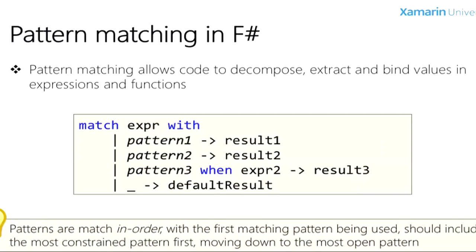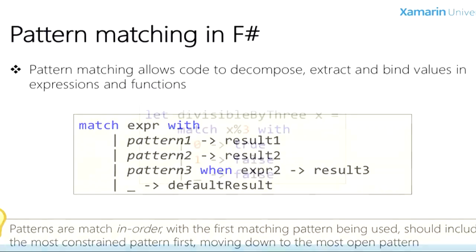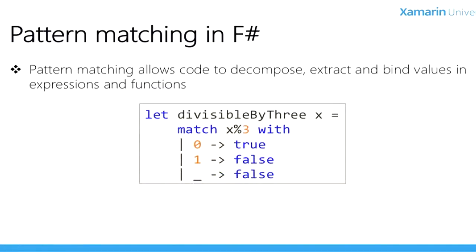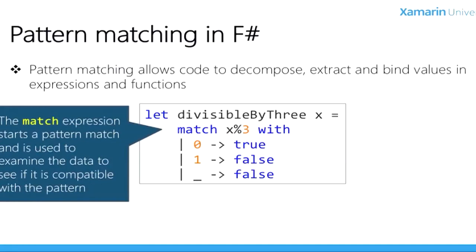So let's break this down with some simple examples. Here we've defined a new function called divisibleBy3. And this function takes a single numeric value and should return a true or false result. We could define this with just an expression, but it provides a very simple introduction to the pattern matching syntax, so that's what's been done here. And first, the pattern match starts with the match keyword, and this provides the expression to evaluate, in this case x modulus 3.